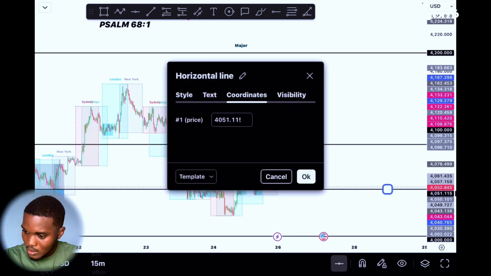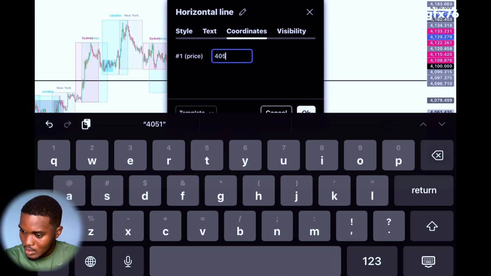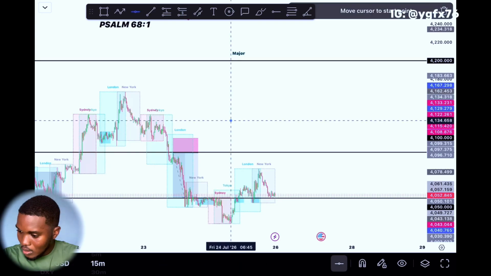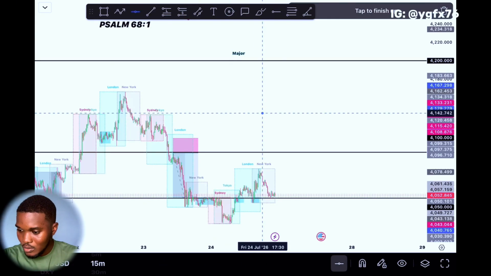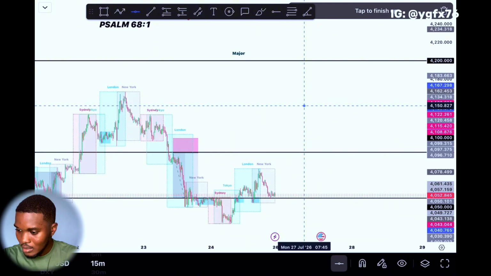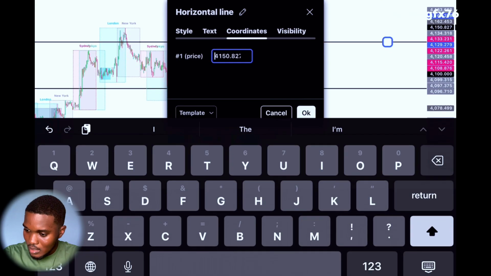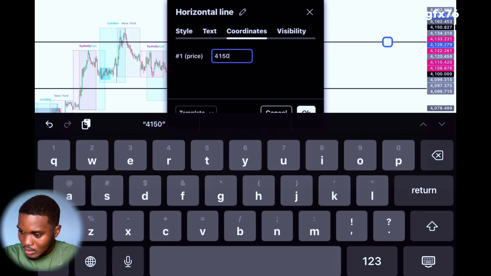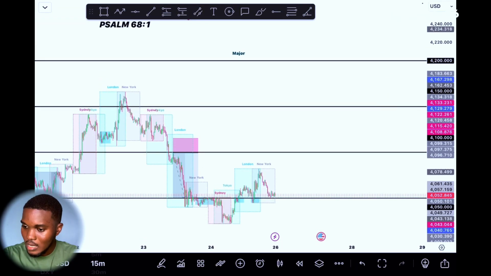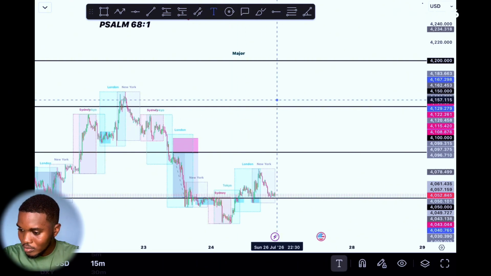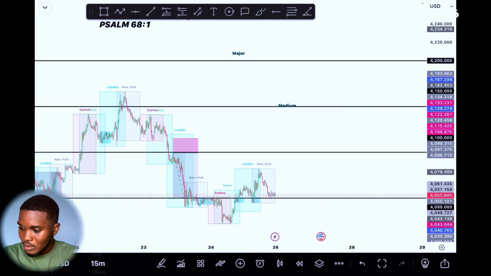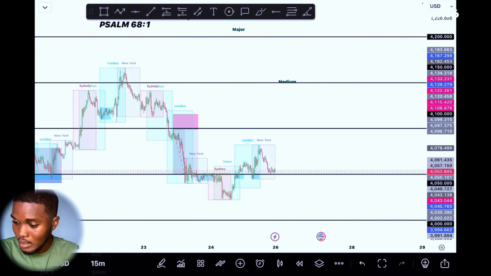4050, settings, coordinates. Let's round it to 50. Yeah, I draw another one. So the next one will be 4150. So let's get it here. 4150. So these are the medium. So this is like a medium psych level. And then we go to the minor.